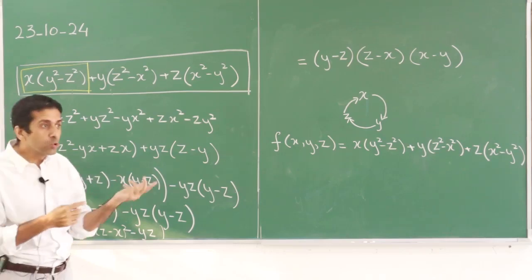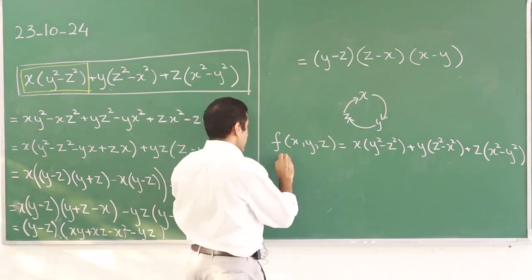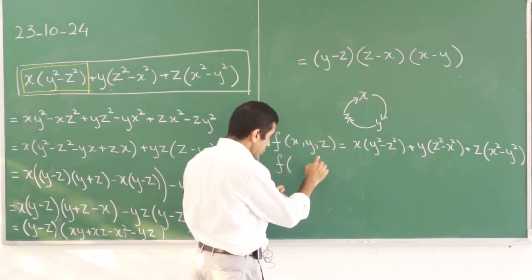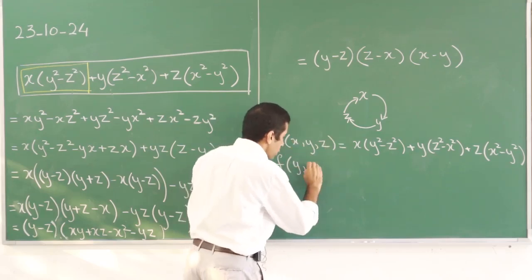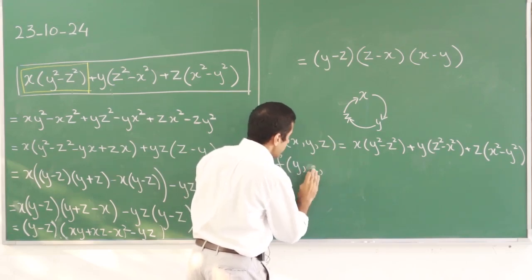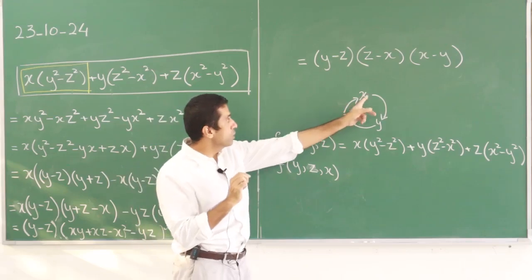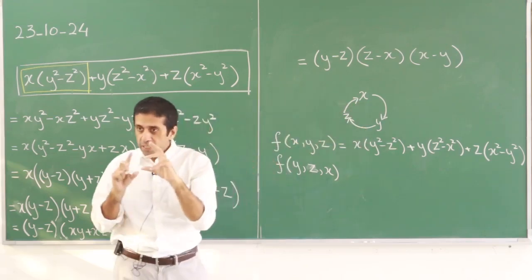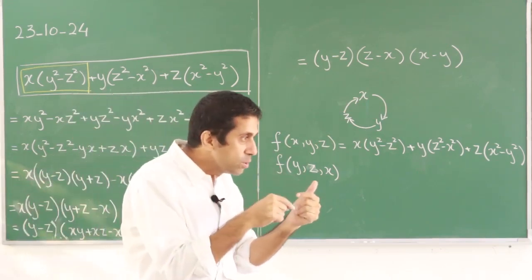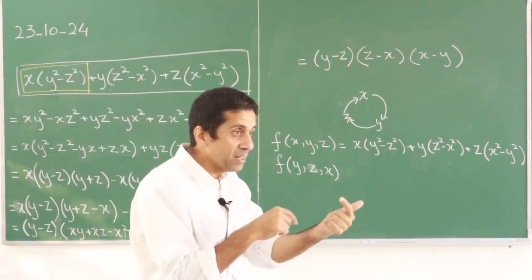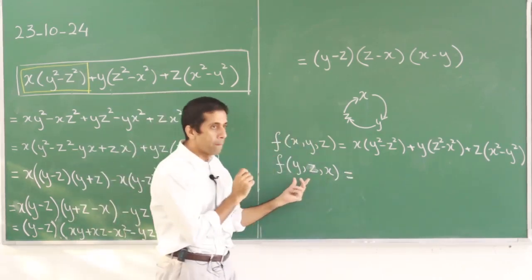But now let me make a rotational symmetry. Let me rotate it. I'll take x to y, y to z, and z to x. This is the rotation that I've carried out. X is replaced by y. Everywhere you see an x, replace it by y. Everywhere you see a y, replace it with z. And everywhere you see a z, replace it with x. Okay? Rotation. So now what will happen to this term? ये पहली term क्या होगी?